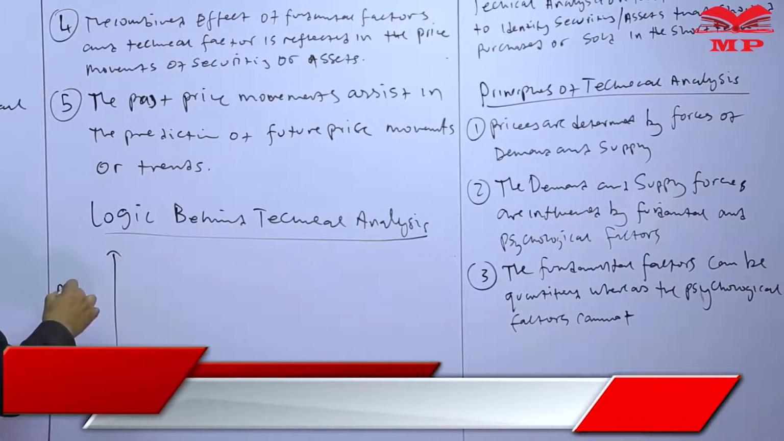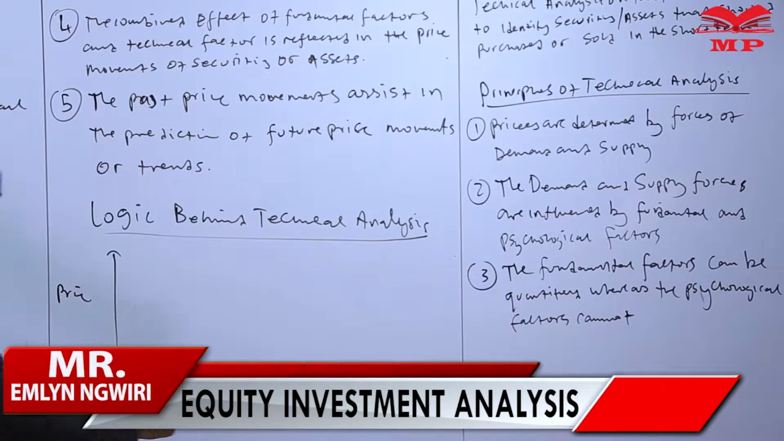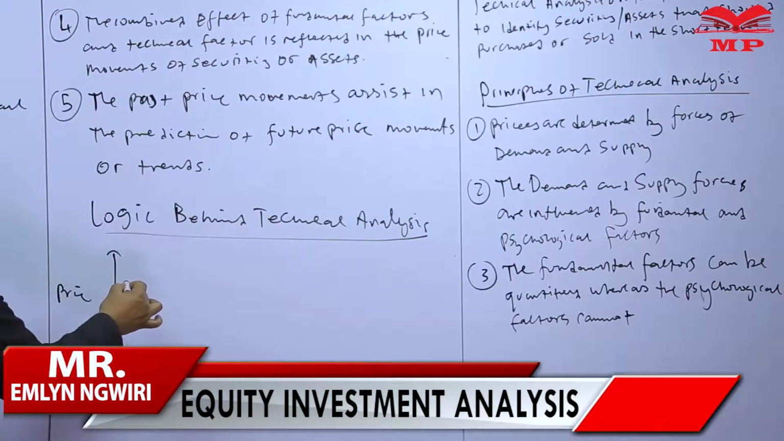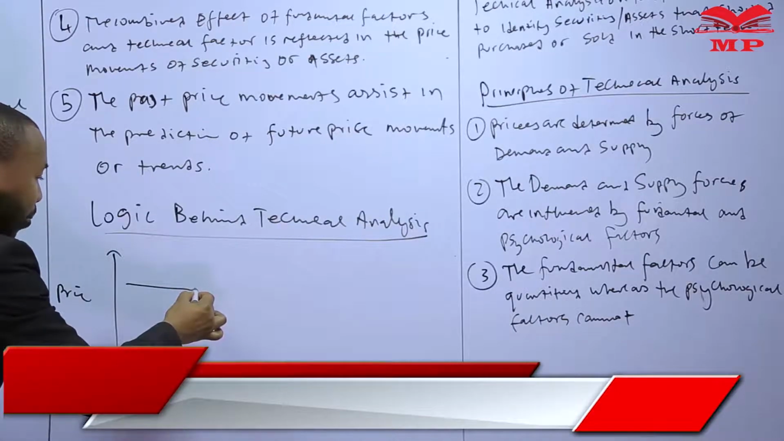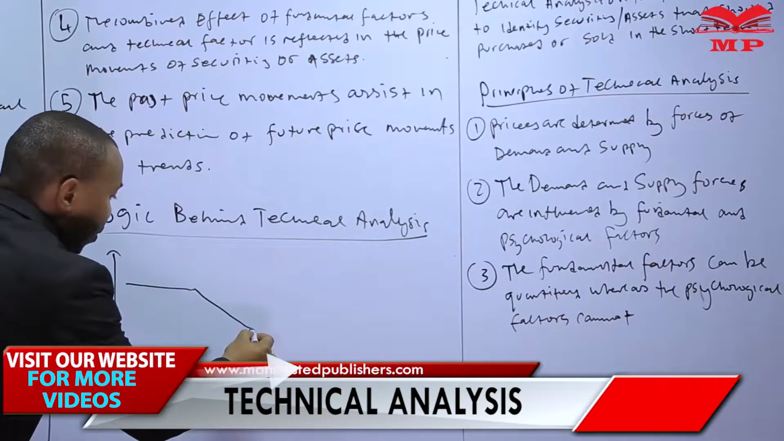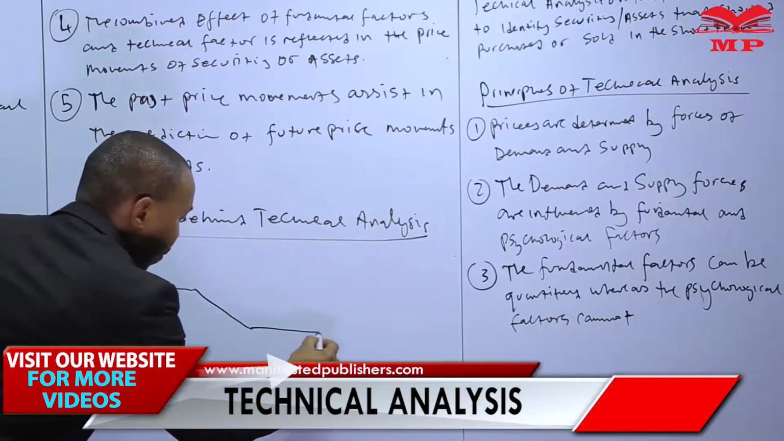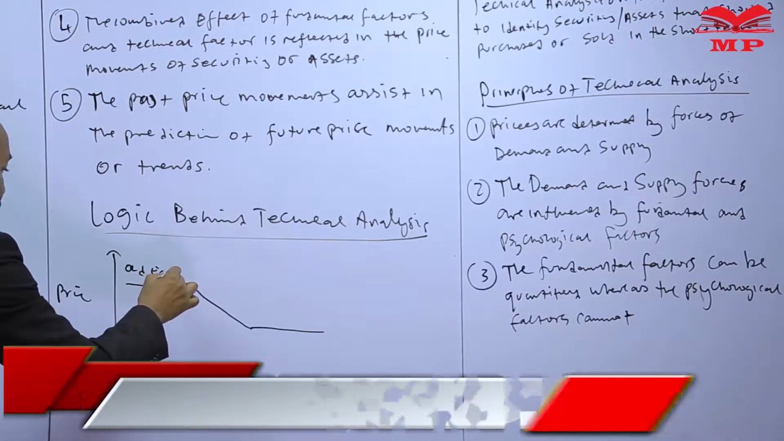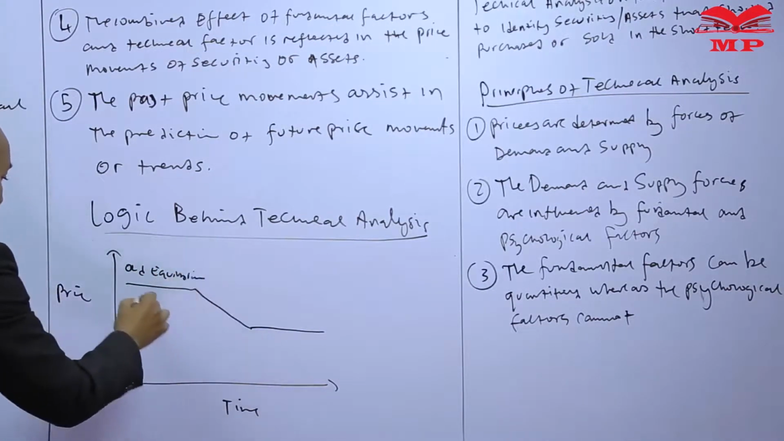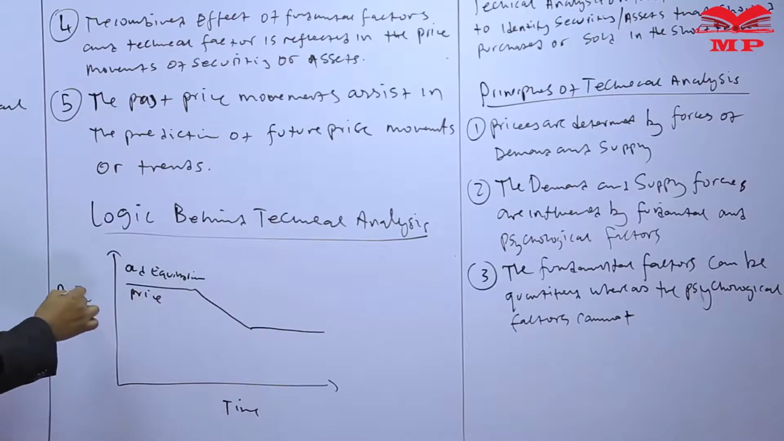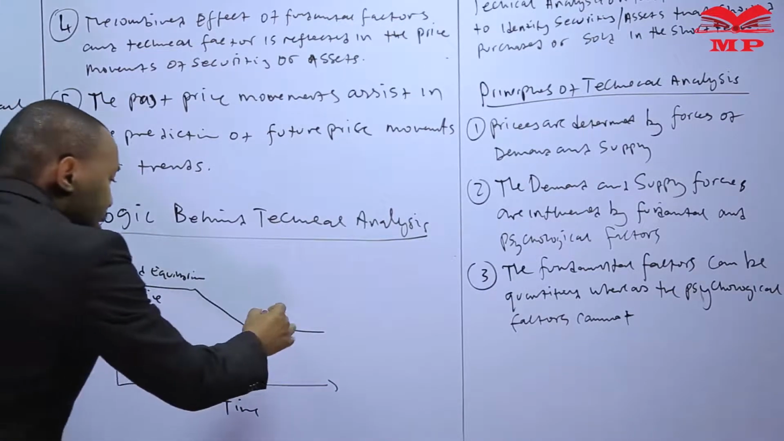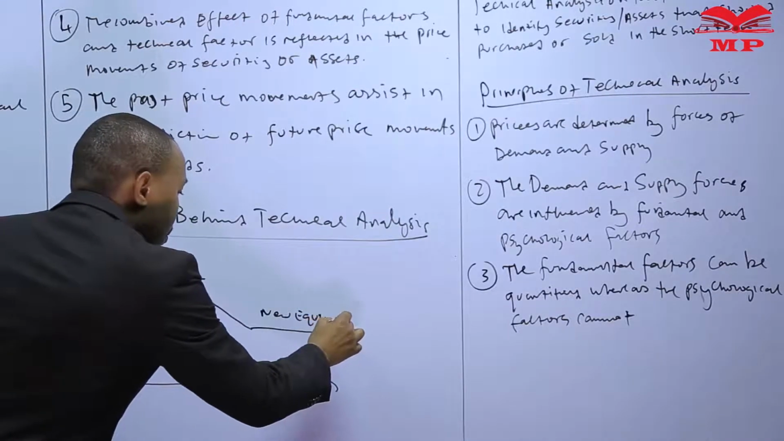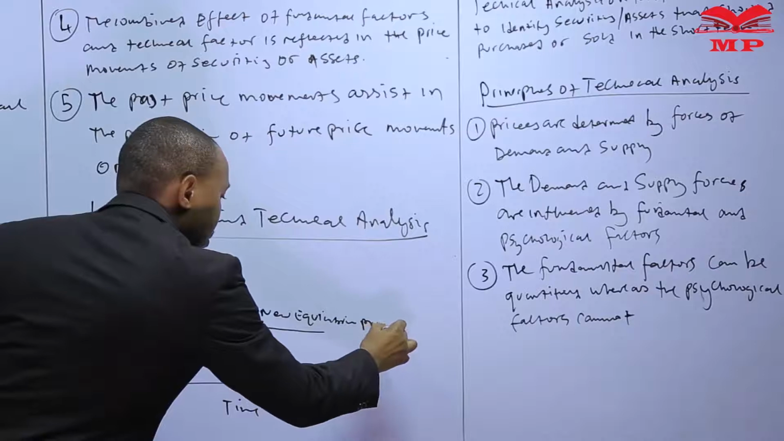So this is the price, and this is time. We have the old equilibrium price, we have it going down like that. So this is the old equilibrium price, because you are plotting a price against time. Then this is the new equilibrium price.